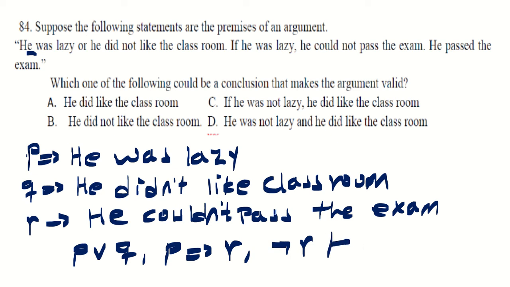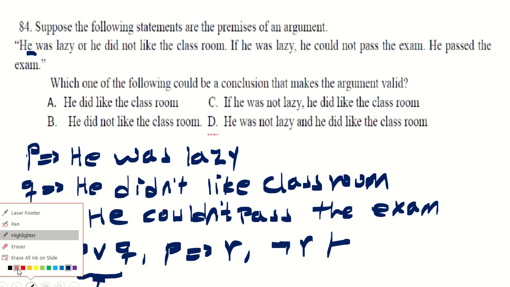Now what must be the conclusion? Which one of the following could be the conclusion that makes the argument valid? Remember, these are the premises already given. He was lazy or did not like the classroom means P or Q, because P is he was lazy and Q is he did not like the classroom. This is one of the premises. We can take it as true, because a premise will always be taken as true.